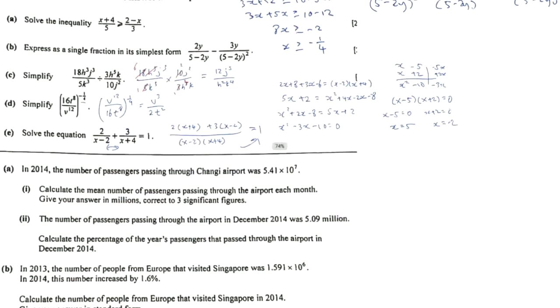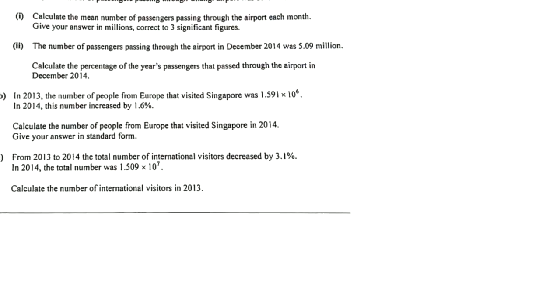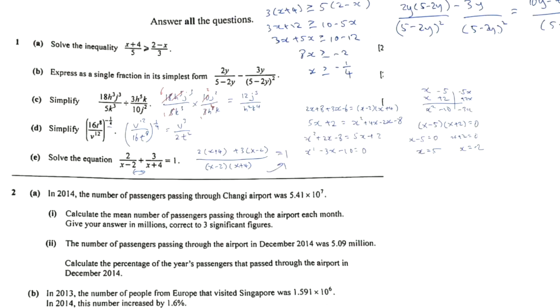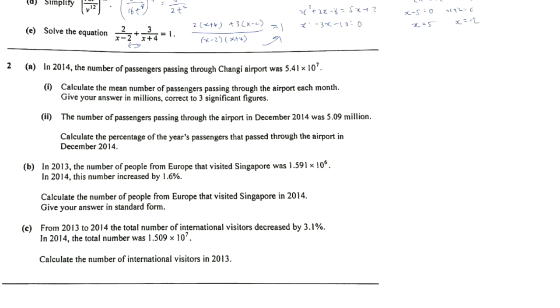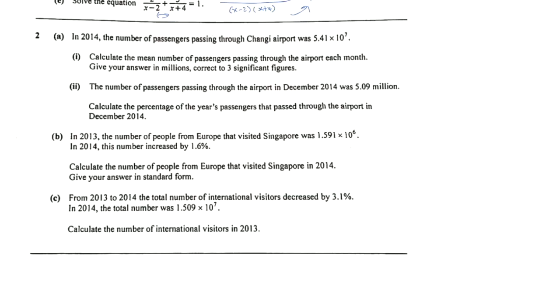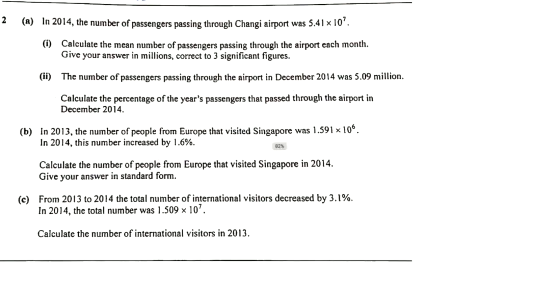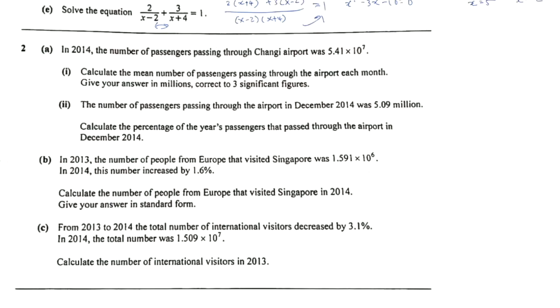Next, so that's it. So how many marks? 10 marks. I don't know. 2, 4, 6, 8, 11. Yeah, secure 11. Next. Okay, next is standard form.